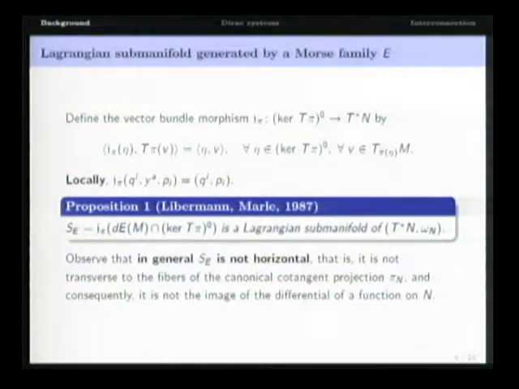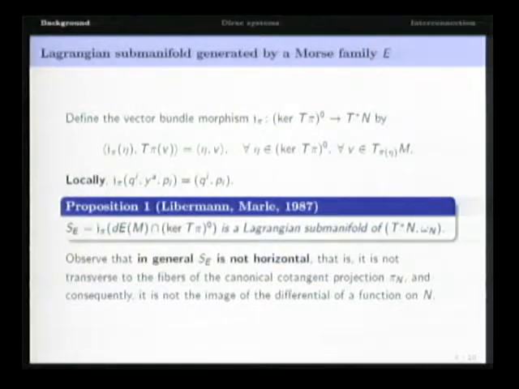And then this is a result you can, for instance, find in the Libermann-Marle book, telling us that the image of the intersection of manifolds, now in this symplectic manifold, happens to be a Lagrangian submanifold. But the interesting thing here is, though it's a Lagrangian submanifold, it doesn't necessarily correspond to the image of the differential of a function on N. That's the typical Lagrangian submanifold we work with, and it's the one that has been used so far to describe Dirac systems.